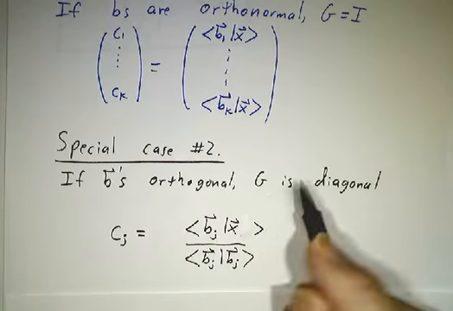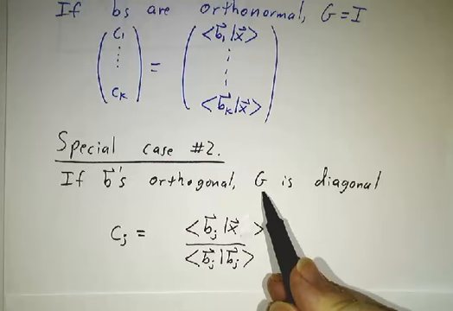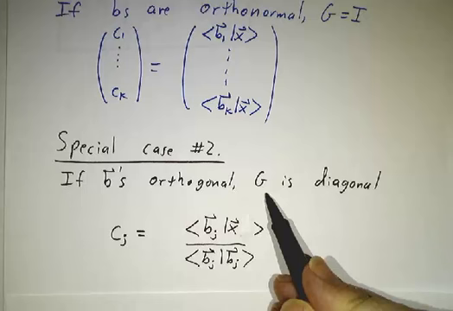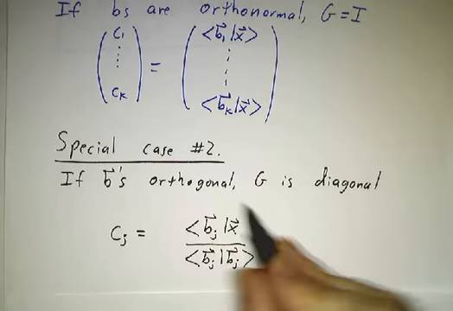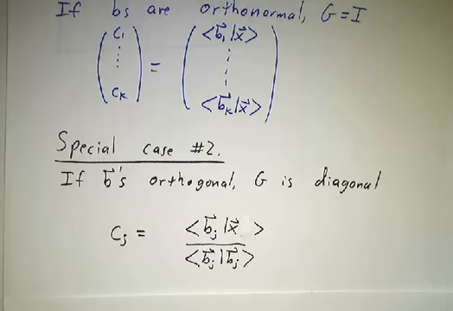If they're orthogonal, then G is not the identity matrix, but it is a diagonal matrix. And G inverse is a diagonal matrix whose entries are 1 over the inner products. And what we get is that each coefficient of C is given by an inner product divided by the inner product of Bj with itself. That was how we did our projections normally.